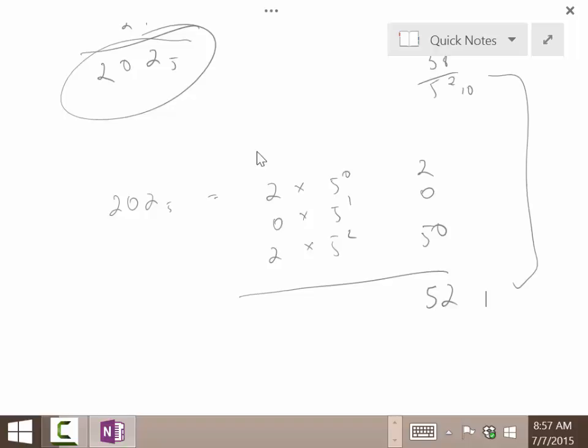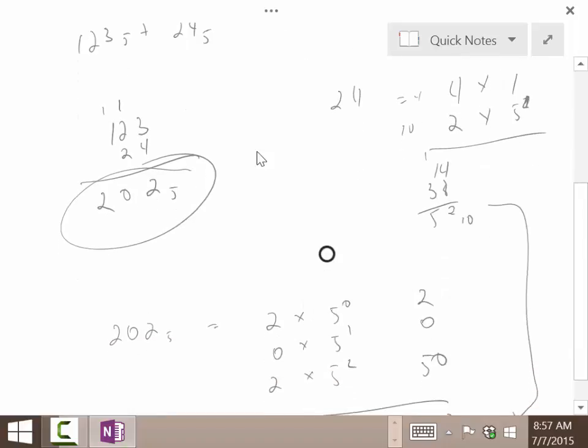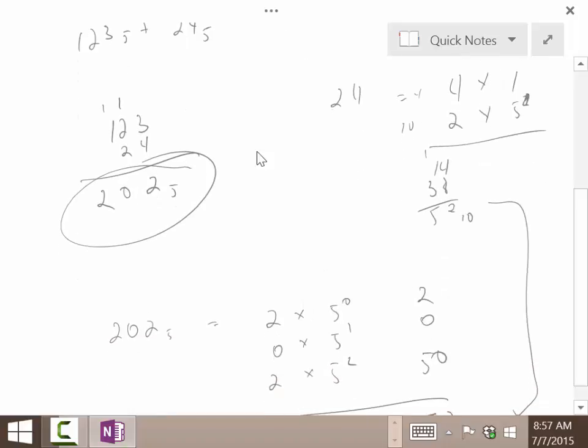The only rule you have to keep in mind is that, for example, when I added here, 3 plus 4 is going to be 7. Well, what happened when I add 7 plus 5? That gives me 12. I write down a 2 and carry 10. Here, I write down a 2 and carry a 5.